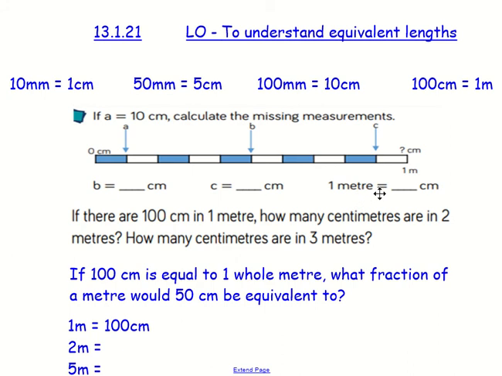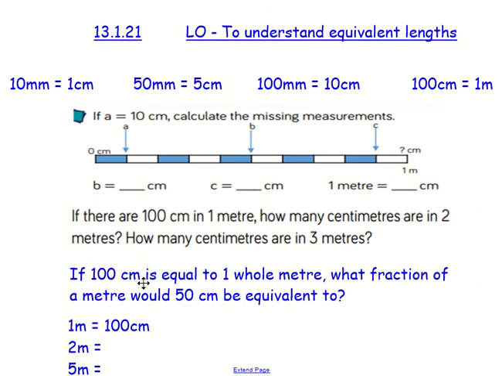And finally, 1 metre, we all know this, I should hear you shouting at the top of your voice, 1 metre equals 100 centimetres. Again, if you count up, and we do this in class quite a lot, 10, 20, 30, 40, 50, 60, 70, 80, 90, 100 centimetres equals 1 metre. Okay. The next thing here, it says, if there are 100 centimetres in 1 metre, which we know there are, how many centimetres are there in 2 metres? And how many centimetres are there in 3 metres? Okay, so 1 metre is 100 centimetres, 2 metres would be 200 centimetres, 3 metres would be 300 centimetres.